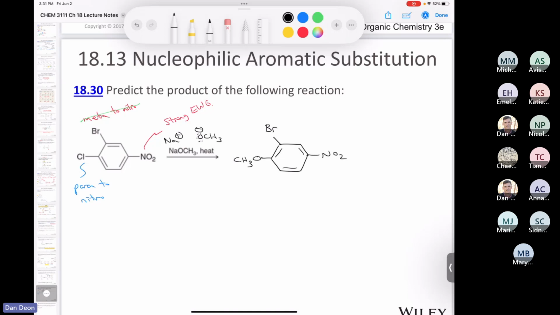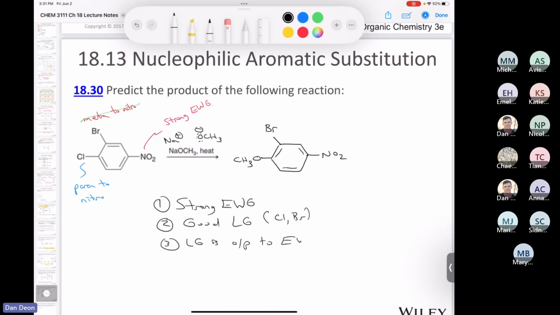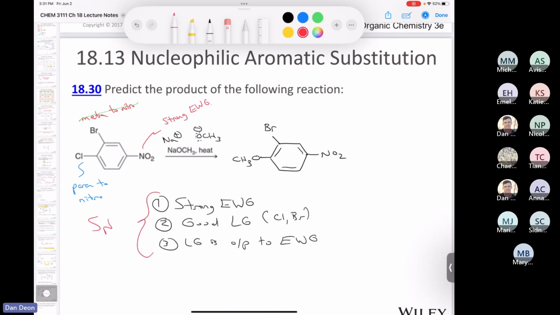All right. So to rehash, what do you need? You need a strong electron withdrawing group. Okay. You need a good leaving group. It's usually a chlorine or a bromine. And then number 3, we'll put here leaving group is ortho or para to electron withdrawing group, right? Those are the 3 criteria that must be met for an SNAr reaction.